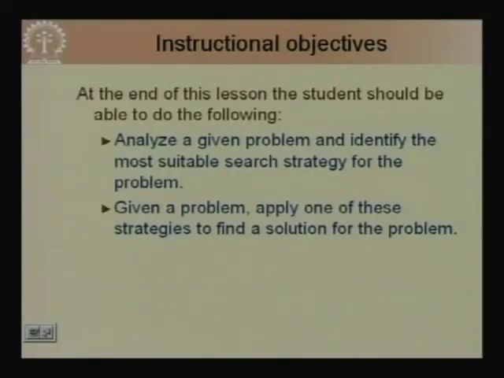At the end of this lesson, the student should be able to do the following. She should be able to analyze a given problem and identify the most suitable search strategy for it. Given a problem, she should be able to apply one of the strategies and find the solution, finding the sequence of nodes that will be expanded and the final solution that will be obtained.